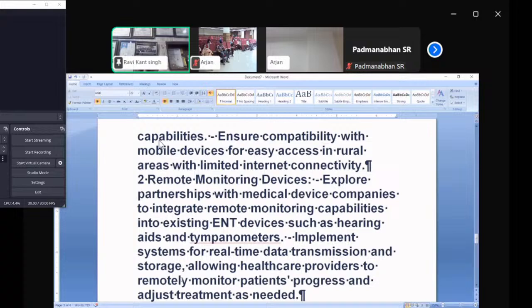The only thing is to compile all these platforms together to have a database for the hospital and the ENT specialist, which of course is available to the patient as well as to the community health worker.